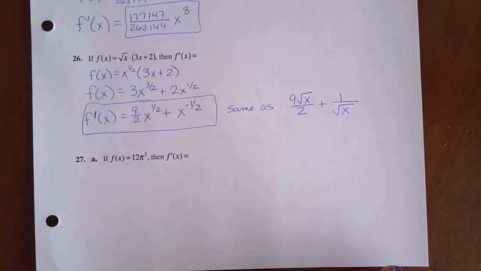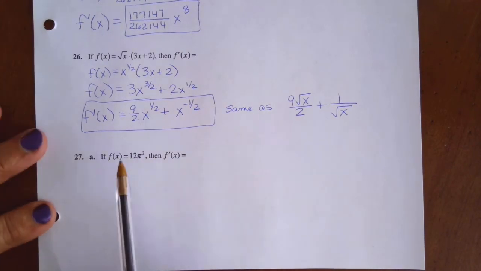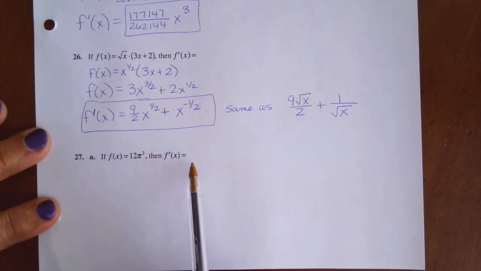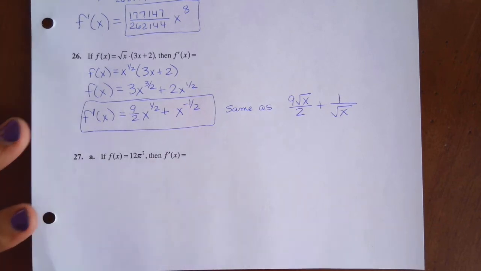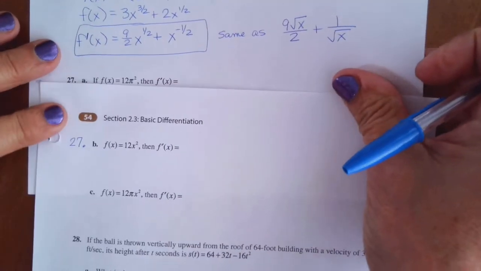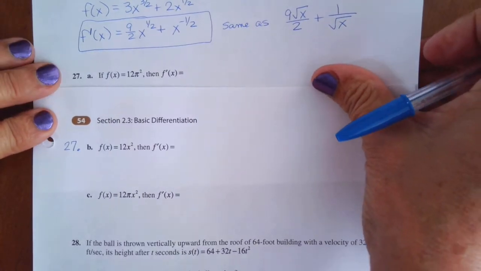All right, let's look at 27. I think there's a part B, C on the next page, but let's do 27a. If f of x equals 12 pi squared, then what is f prime of x? This is just so you can see the difference. So let me stick the rest of these up here. Okay, so this is the next page.